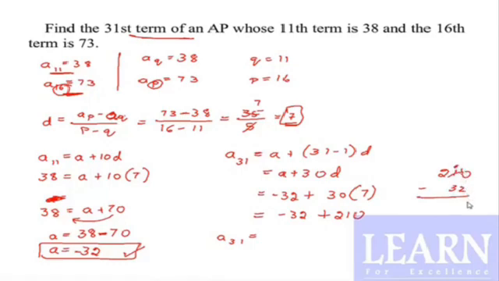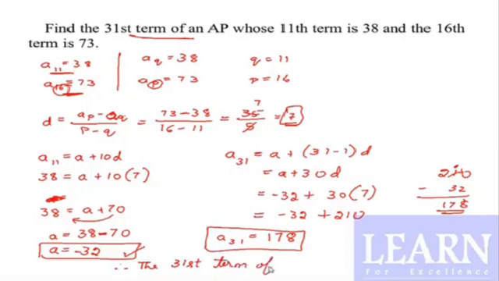210 minus 32. This is 10, 10 minus 2 is 8. Now 20 minus 3 is 17. So the value of A31 is 178. Now they asked to find the 31st term of the AP. At last, write one statement. The 31st term of the AP is 178. We'll write it here. Therefore, the 31st term of an AP is 178.